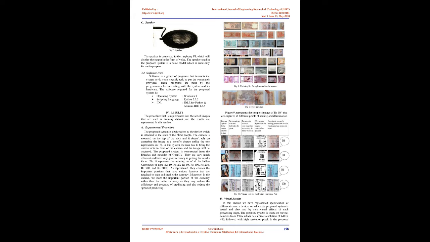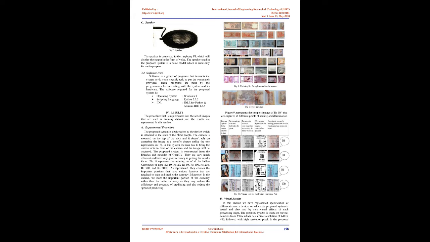B. Camera. The Omega camera is deployed on the top of the blind stick and is connected to the Raspberry Pi system. In the proposed system, a camera with a resolution of 16 megapixels, USB, and night vision is deployed. The camera can scan the currency notes during the night time, and its cost is even negligible. The scanned images are sent to the Raspberry Pi. C. Speaker. The speaker is connected to the Raspberry Pi, which will give the output in the form of voice. The speaker used in the proposed system is a basic model which is used only for audio purposes.